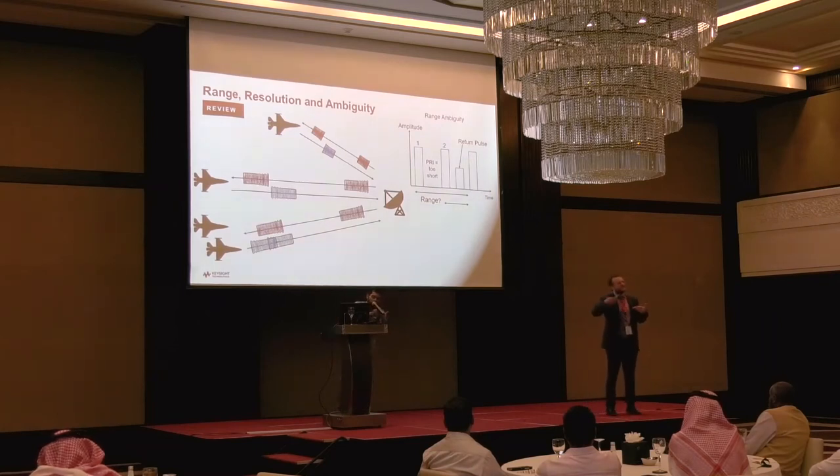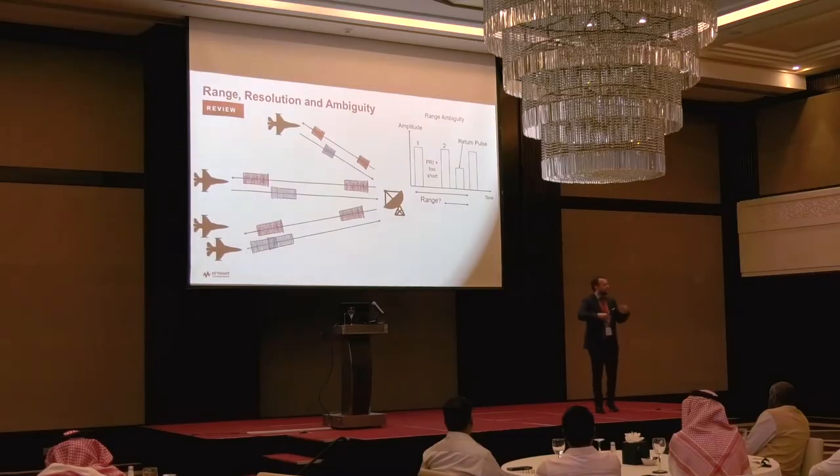Now, as radar systems have developed, we've learned to encode the first pulse and the second pulse so that when we have our return pulse, we can determine whether that was from the first, second, third, fourth pulse. But this idea of pulse repetition interval still has an effect on our ability to detect and reduce our ambiguities.